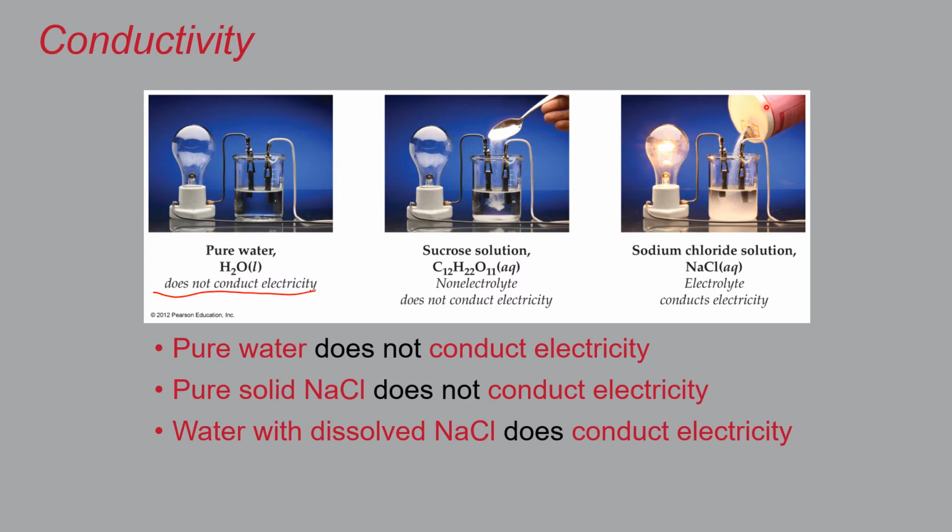So, public service announcement, tap water has more than enough stuff dissolved in it to be conductive. So tap water is conductive, so don't run a light bulb wire through your bathtub.